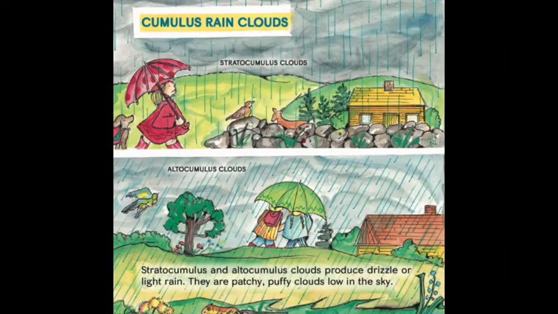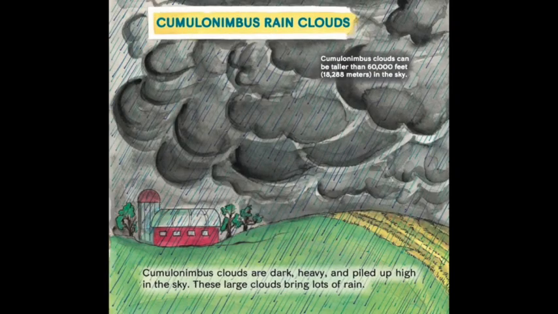Cumulus rain clouds. Stratocumulus clouds and altocumulus clouds. Stratocumulus and altocumulus clouds produce drizzle or light rain. They are patchy, puffy clouds low in the sky. Cumulonimbus rain clouds. Cumulonimbus clouds are dark, heavy, and piled up high in the sky. These large clouds bring lots of rain. Cumulonimbus clouds can be taller than 60,000 feet. That's 18,288 meters in the sky.